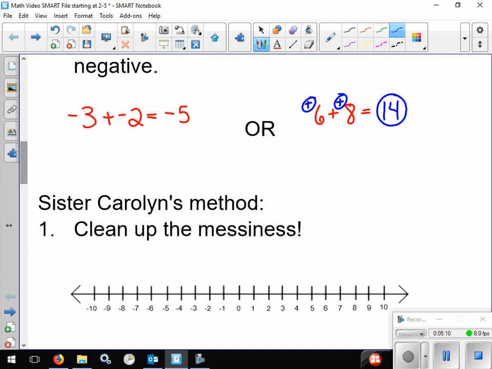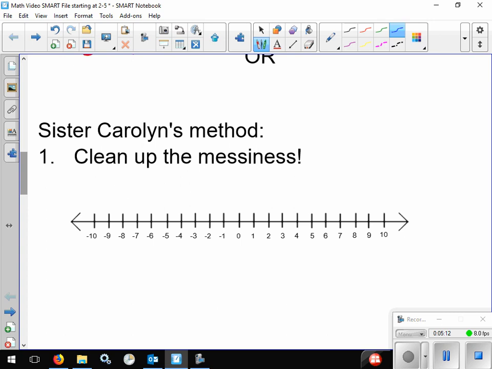My method is very simple. Clean up the messiness. And again, I'll show you what this means using the same example. -3 plus a -2. I call this messy. And you know me, I do not deal with messy or chaos. So clean up the messiness. That's what I said. And I cheer it. Clean up the messiness. Get into it. Here we go. What does that mean?